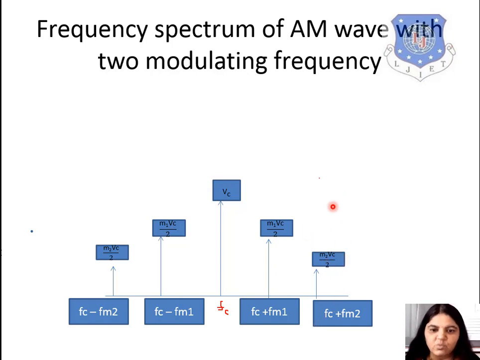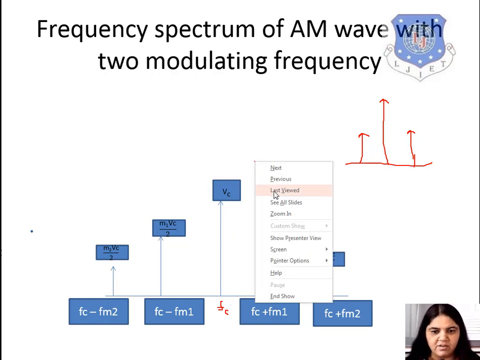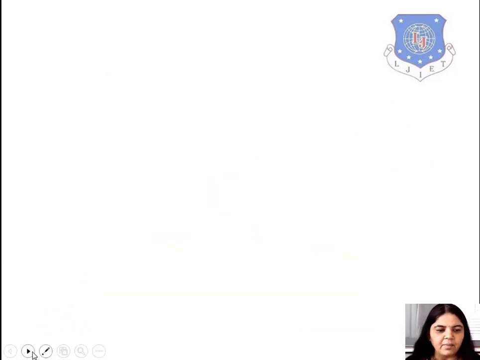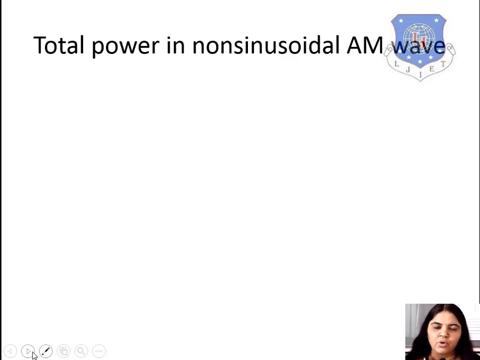So in case of one modulating signal, the spectrum was like this: one carrier frequency and two sidebands. Now the two modulating signals are there, so there are four sidebands plus the one carrier signal. According to that, for n number of signals, we can draw the frequency spectrum of the AM wave. So this is about more than one signal.